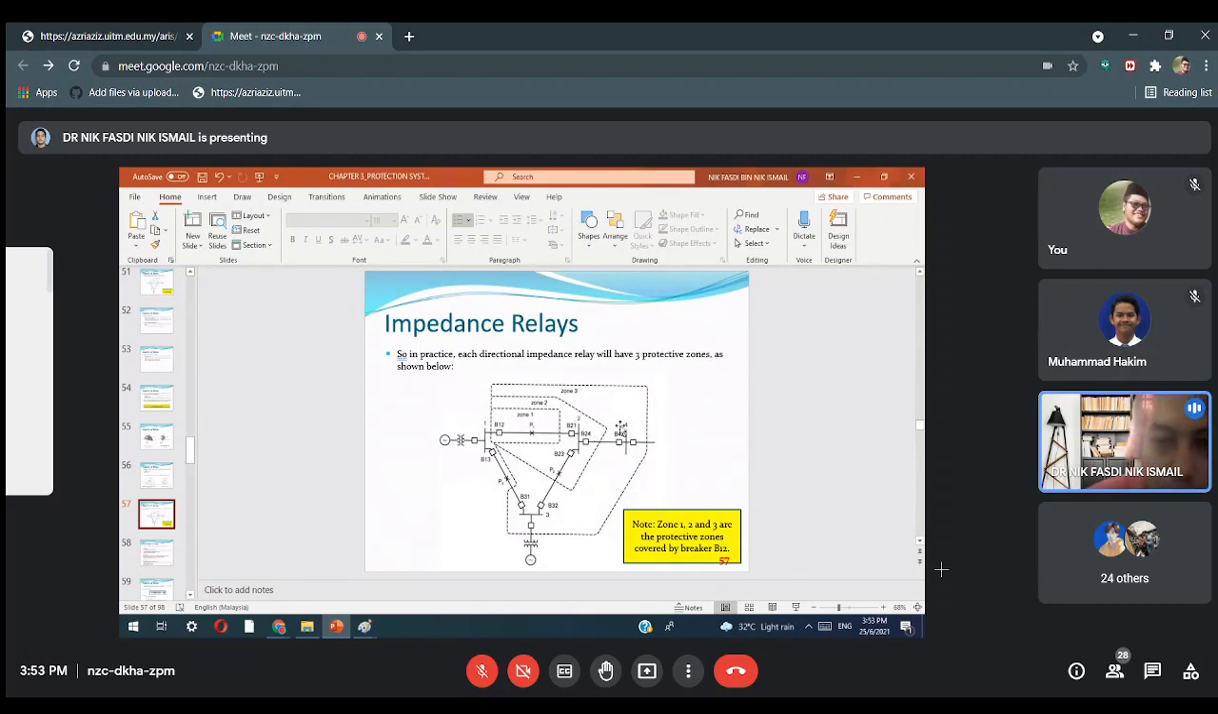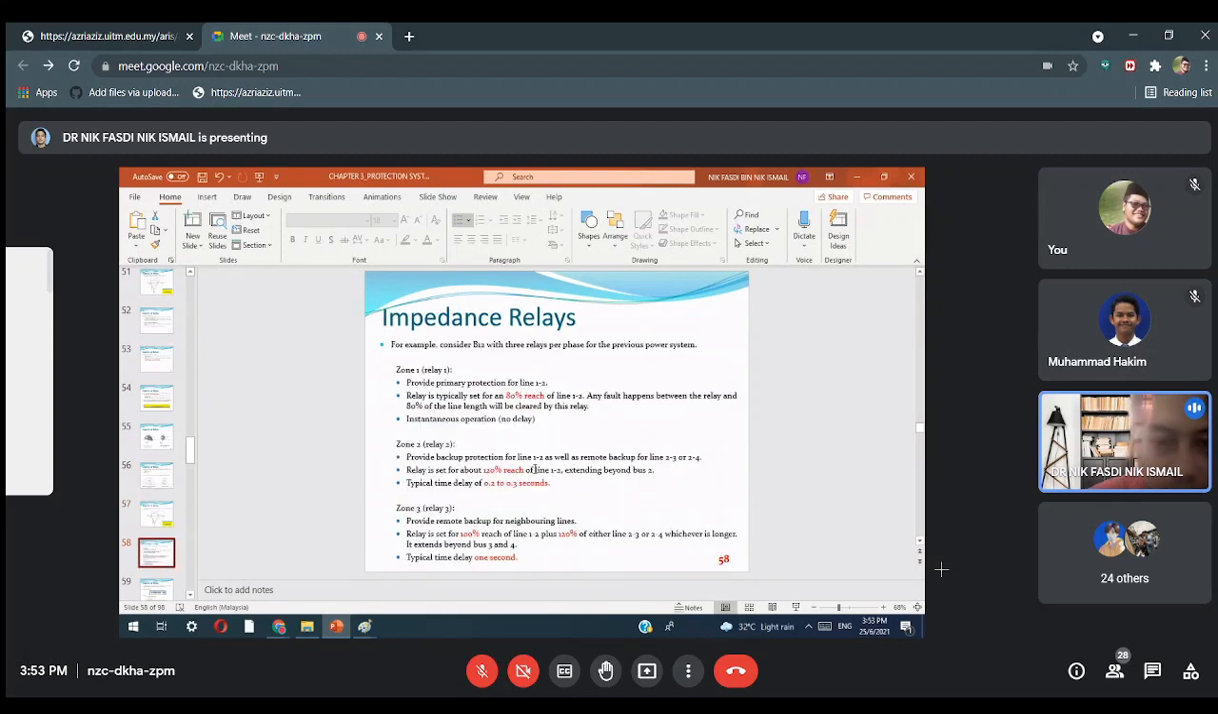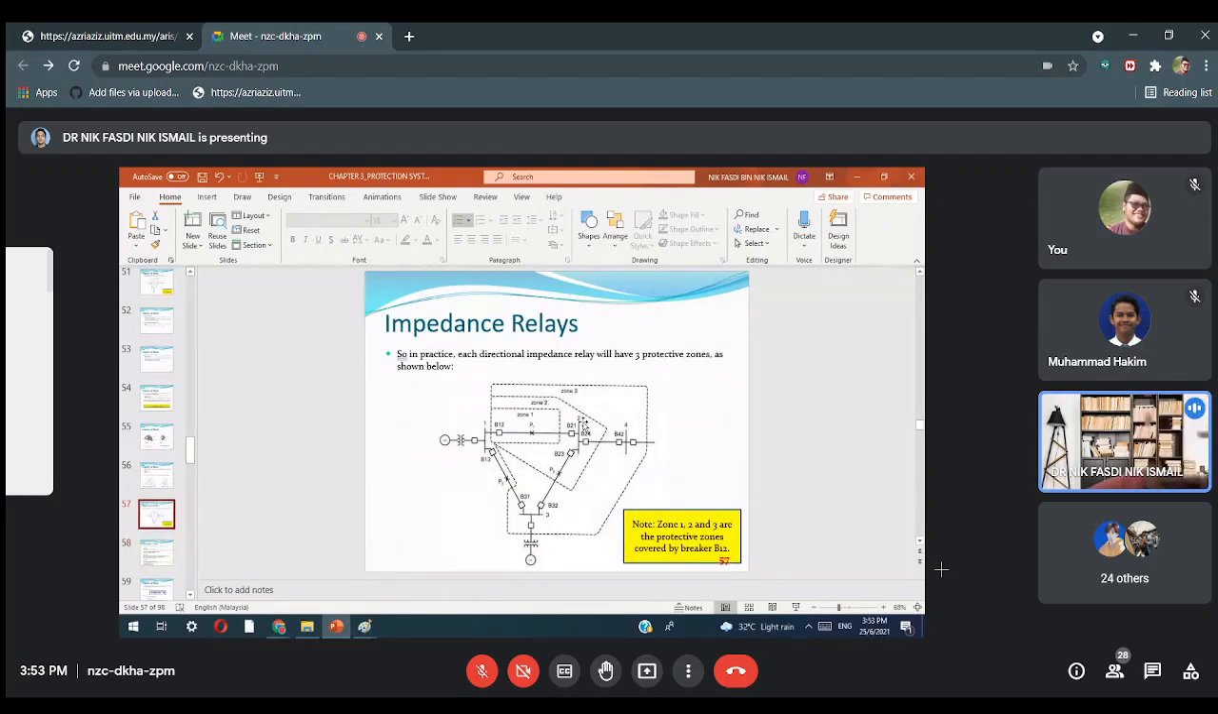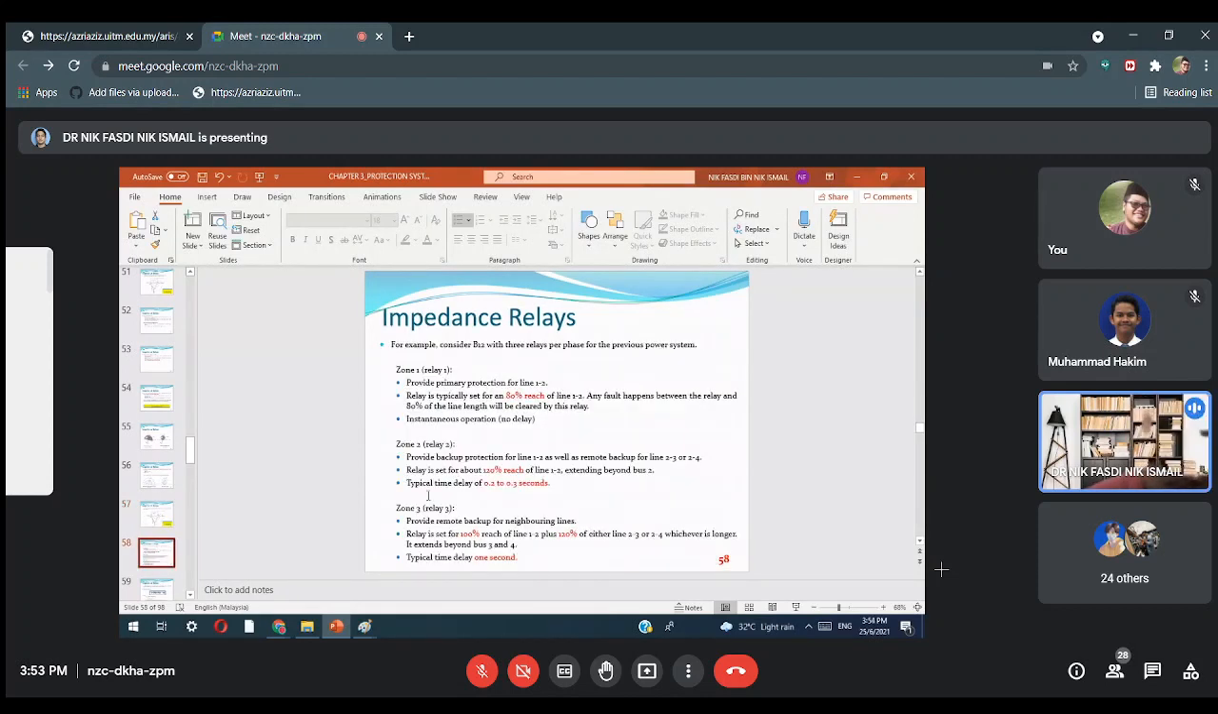Between 2 and 4. Okay. So it becomes 120%. Right. And it has a time delay of about 0.2 to 0.3 second. So zone 2 also has a delay of 0.2 to 0.3 second. Backup protection. And then the last one is zone 3. Okay, what is zone 3?